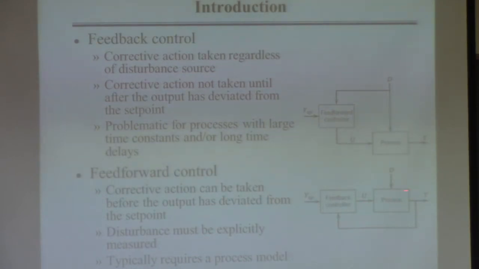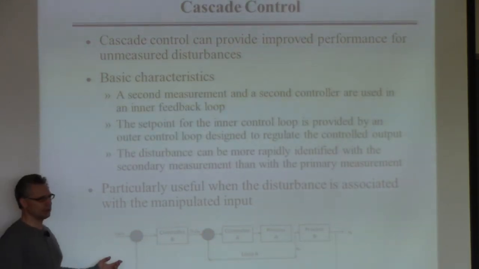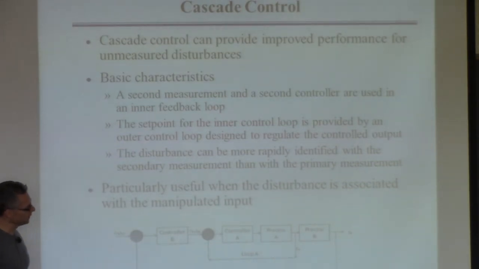So the idea is, could we do something better eliminating the effect of disturbances even if we can't measure them? That's kind of the idea, right? And that's where cascade control comes in. So it can provide improved performance for unmeasured disturbances of a certain kind that I'm about to explain to you. Okay, so this is a picture. I think I had to steal this off the web because the book didn't have any good pictures. So it looks a little something like this.